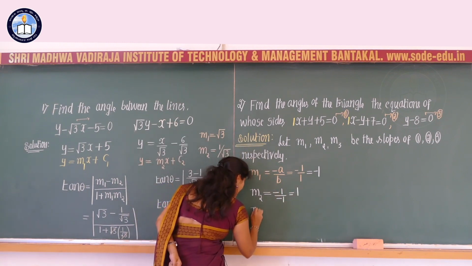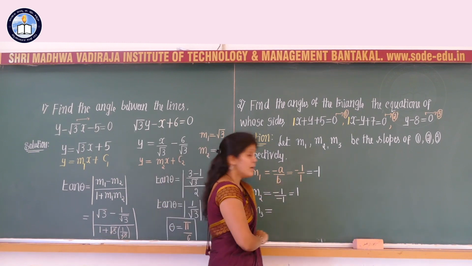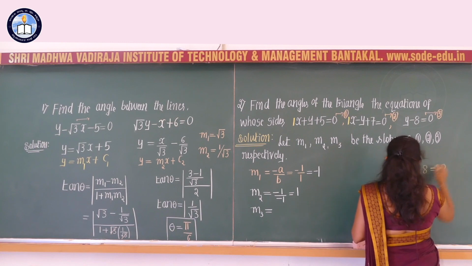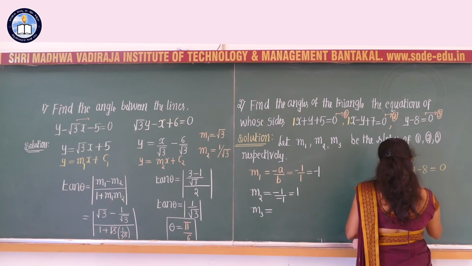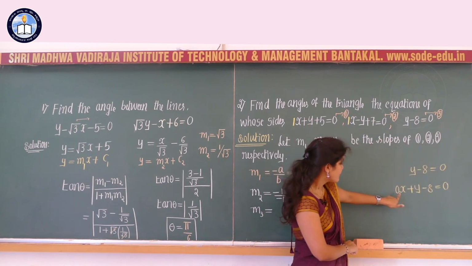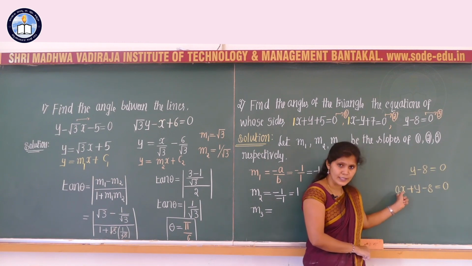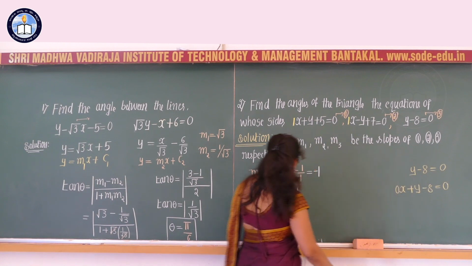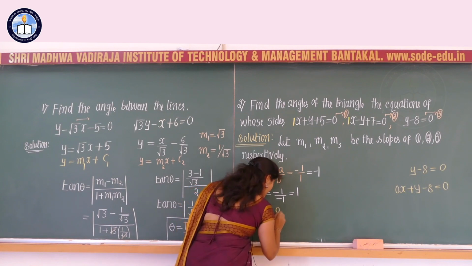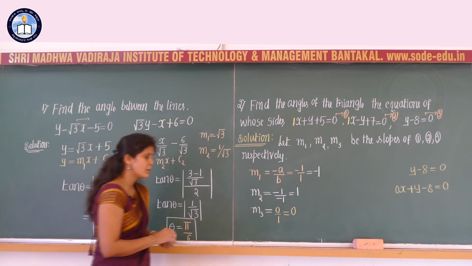Next, let's consider m3. What is meant by m3? Same formula, minus of a by b. Here you can write y minus 8 equal to 0 as 0 into x plus y minus 8 equal to 0. Now this equation is in the form of a into x plus b into y plus c equal to 0. What is the value of a? 0. What is the value of b? Plus 1. So therefore m3 is equal to 0 divided by 1, which is nothing but 0.